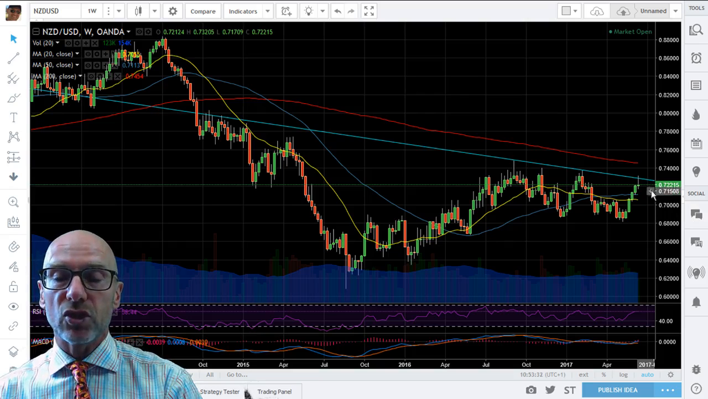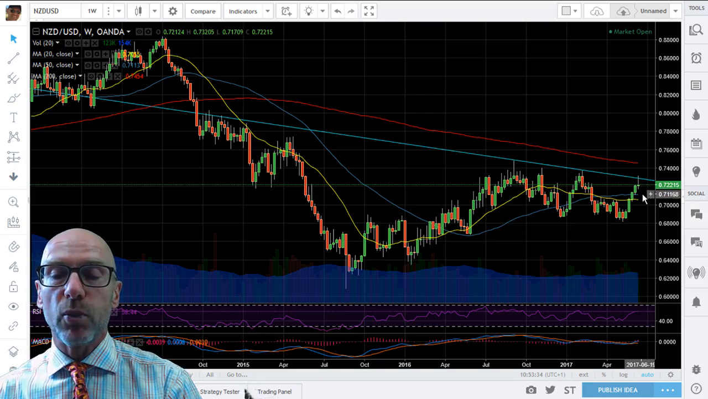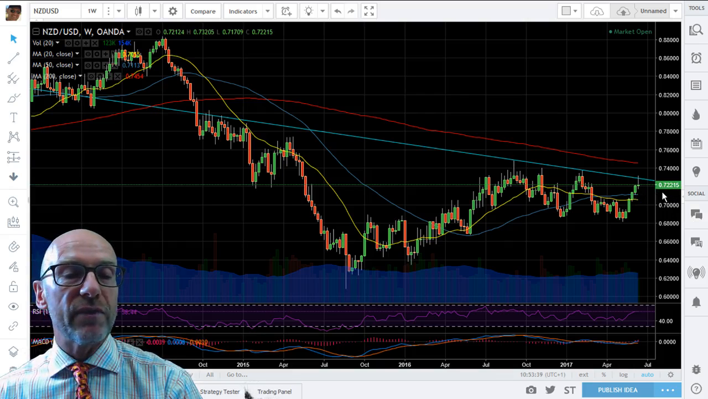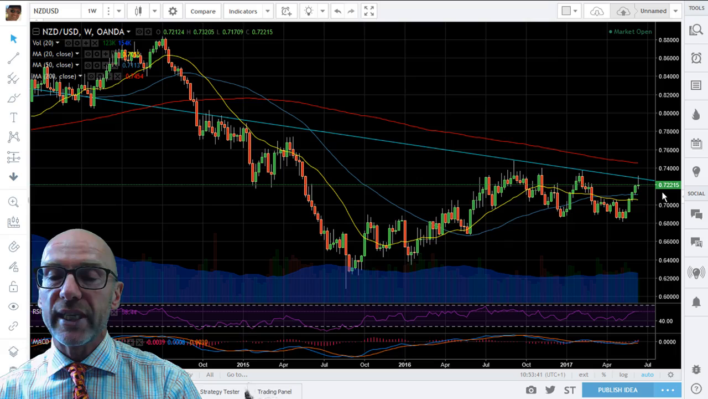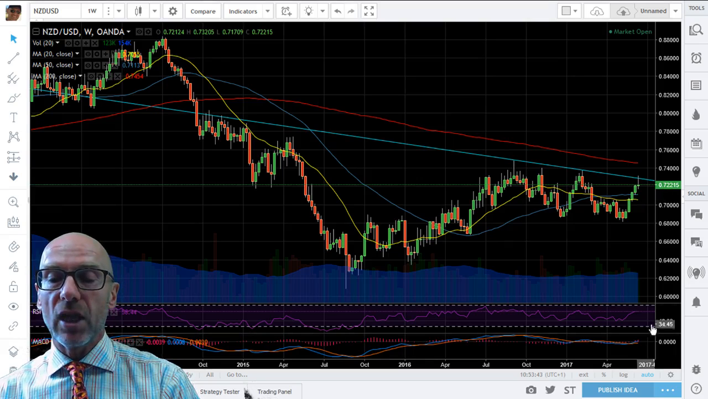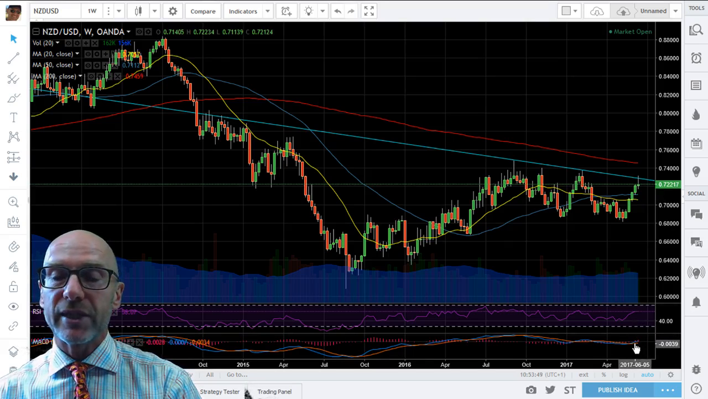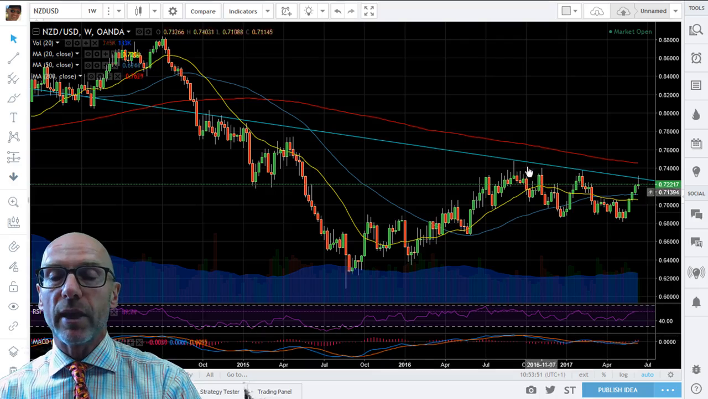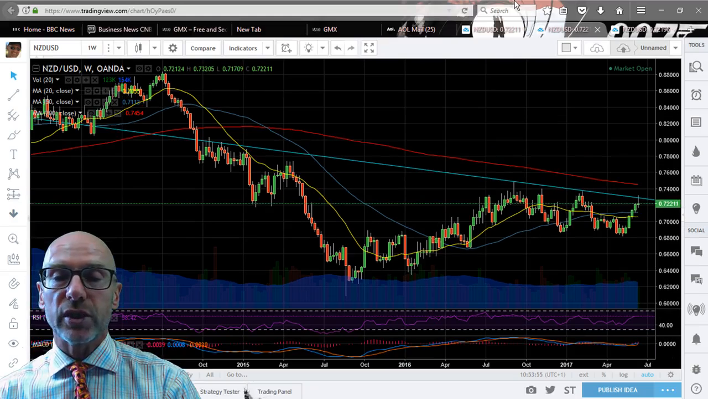On any further consolidation, one would see the supports coming in from the rise in moving averages. We've got the 50 at 71.14. Here the RSI is indicative of positive momentum, and actually there's a positive momentum signal coming through from the MACD as well. So despite being at the top of the trend, the momentum indicators are still positive.